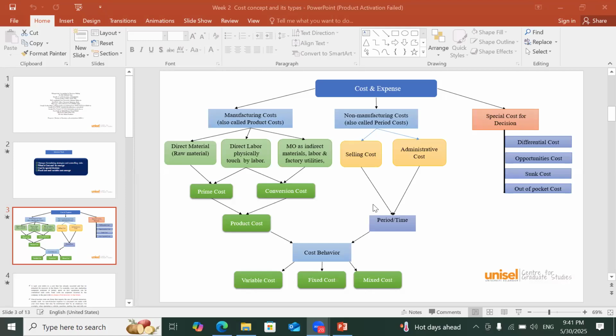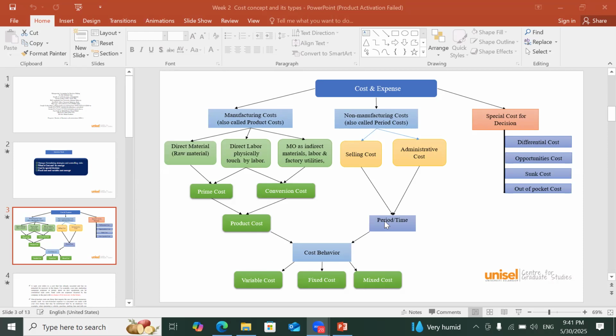Okay, understood. So prime cost comes from direct material and direct labor. And conversion cost comes from direct labor and manufacturing-related indirect material and indirect labor. Again, the combination of prime cost and conversion cost we can draw under the head product cost. So this is the segment related to product cost. And another segment is the period and time cost.